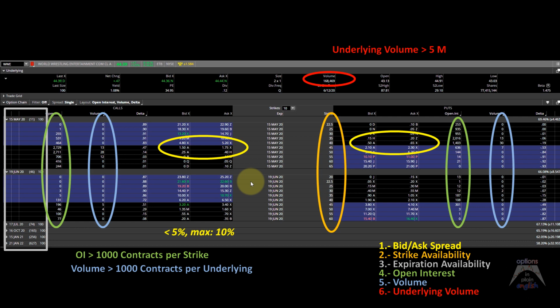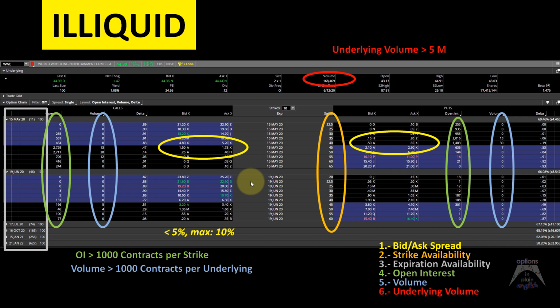Very important. In this case, if we take a look at WWE, you might like the product, I do, but for us to trade, it's definitely illiquid, and I would not put on a position here. The most I could do is buy the underlying, buy the stock, but I'm not going to dabble in options at all, because illiquidity is a killer. And that's the main purpose of this lesson.